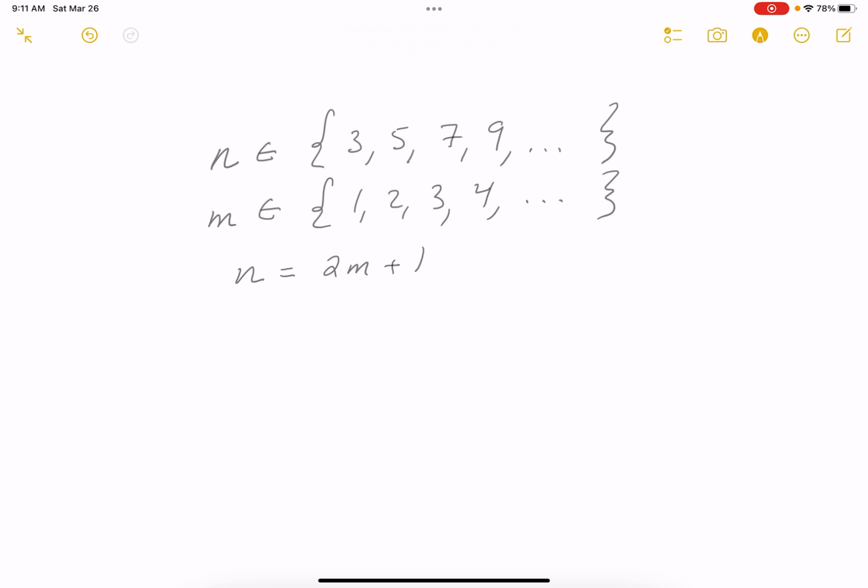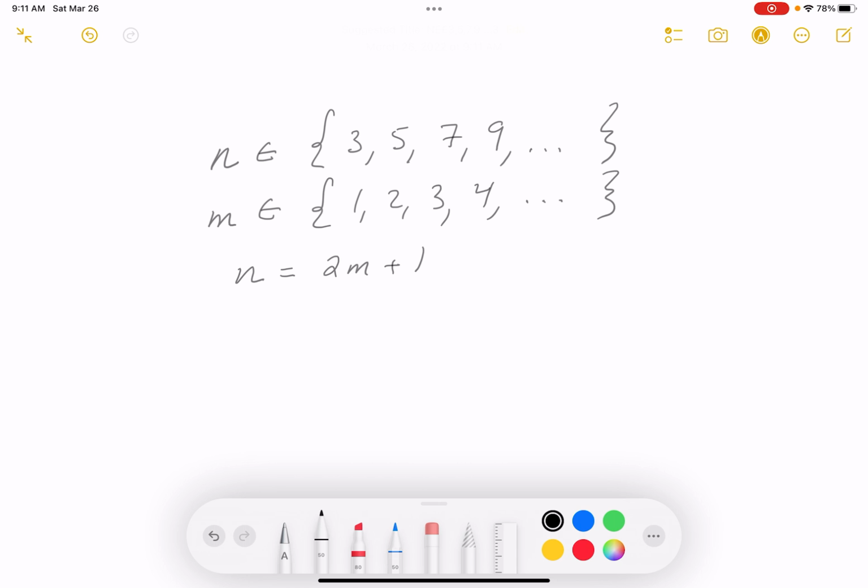Now, I want to get my red pen out and show you what I mean by that. If m is 1, what would that produce? 2 plus 1, which is 3. If m is 2, I'd get 4 plus 1, which is 5. If m is 3, I'd get 6 plus 1 is 7. If m is 4, I'd get 8 plus 1, which is 9. All right, so that's a start to the problem.